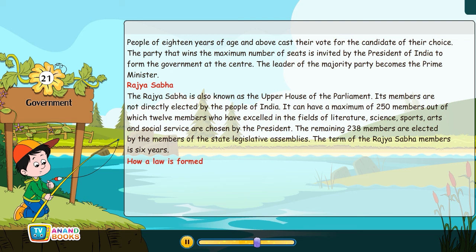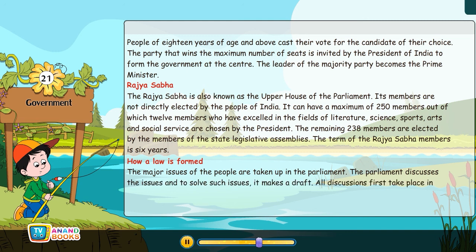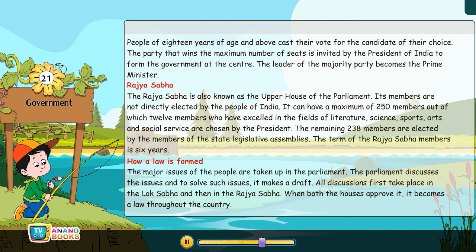How is a law formed? The major issues of the people are taken up in the parliament. The parliament discusses the issues, and to solve such issues, it makes a draft. All discussions first take place in the Lok Sabha and then in the Rajya Sabha. When both the houses approve it, it becomes a law throughout the country.